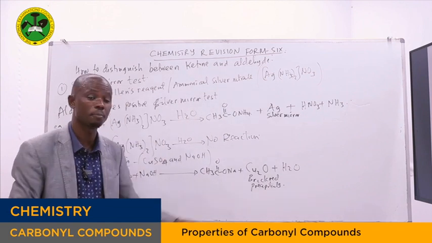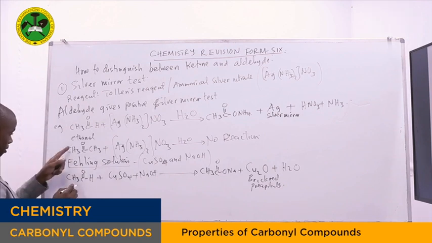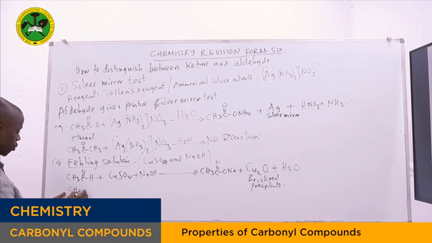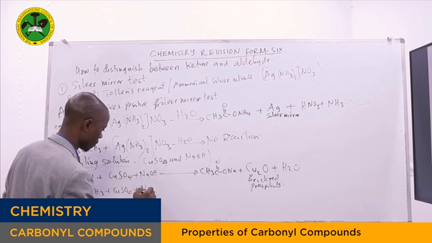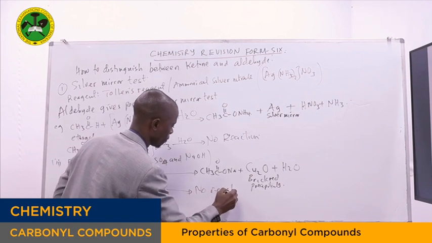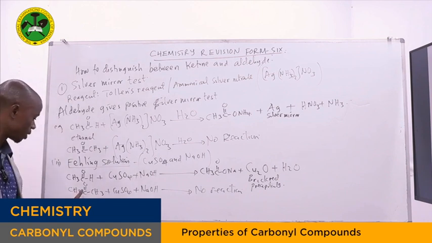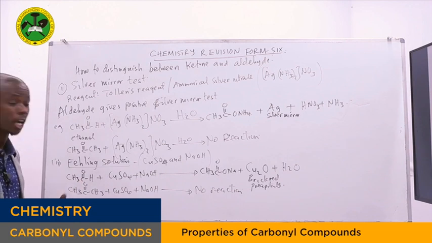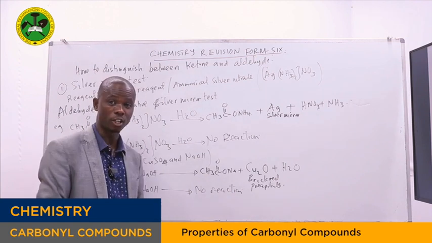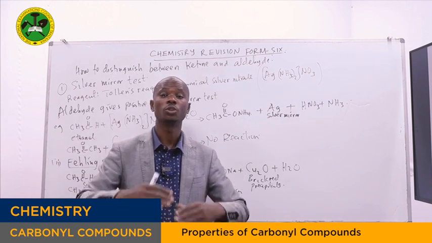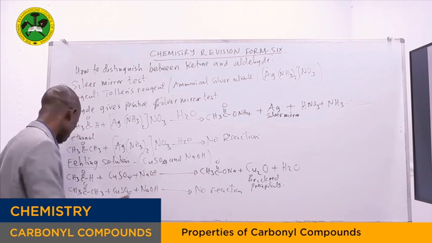The presence of this brick red precipitate indicates that the organic compound that was in the solution is an aldehyde. But when we take the same example we've used here, ketone, there will be no reaction. Why will there be no reaction? Because ketone resists oxidation. Why? Because it lacks a hydrogen atom on this carbon carrying the carbonyl group. So that is the second way of differentiating between ketone and aldehyde. So if you are asked in the national examination, for example, to tell the differences between ketone and aldehyde, you can use these two reagents to differentiate.